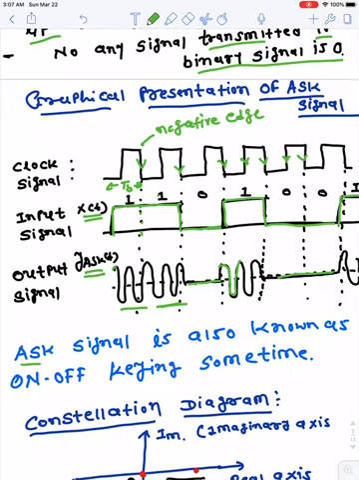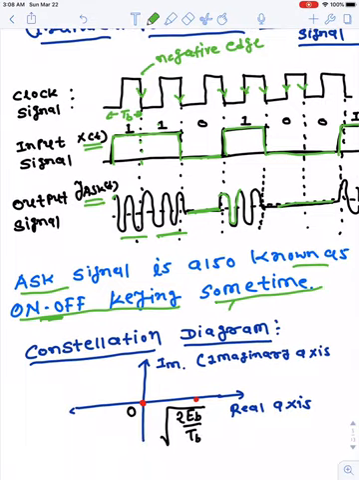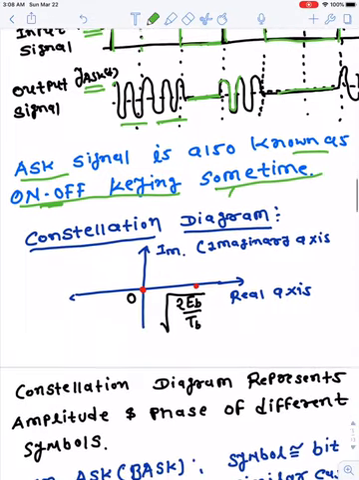ASK is also sometimes known as an on-off keying signal, because the input x of t is the on-off signal, and as per this on-off signal we are transmitting the signal either with the amplitude of square root 2 EB by TB cos omega ct, or we are not transmitting anything if the input bit is a 0. So this is the case that has been described over here.